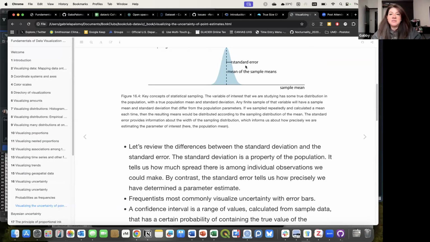So technically, we have a standard error for the mean. We could have a standard error for the standard deviation. We can have one for the variance too. But we usually show the standard error of the sample, showing how precise our estimate is within the sample.